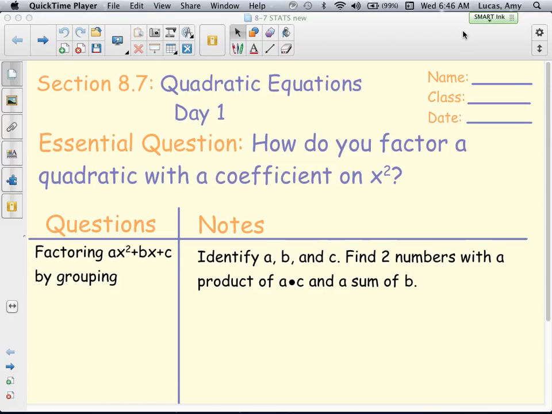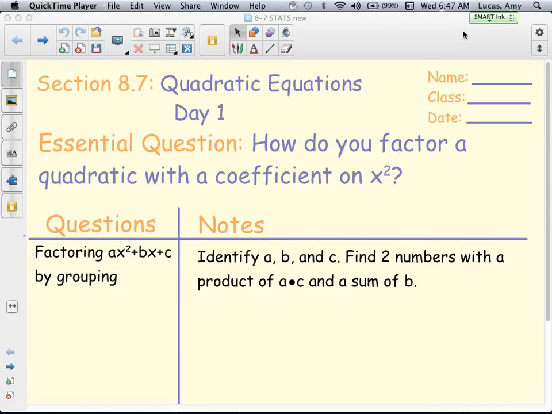Lesson 8-7, Quadratic Equations, Day 1. Our essential question is how do you factor a quadratic with a coefficient on x squared? By that we mean a coefficient other than the number 1. So something other than 1 in front of x squared kind of complicates our factoring.